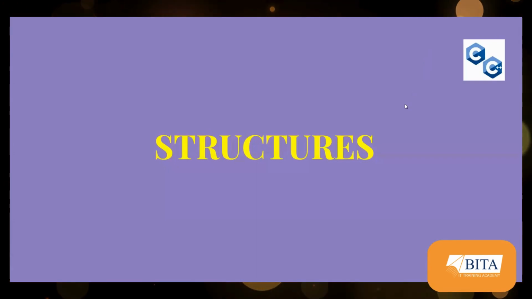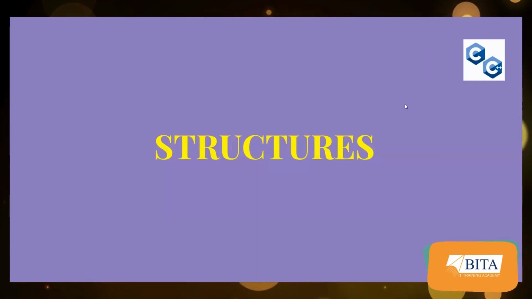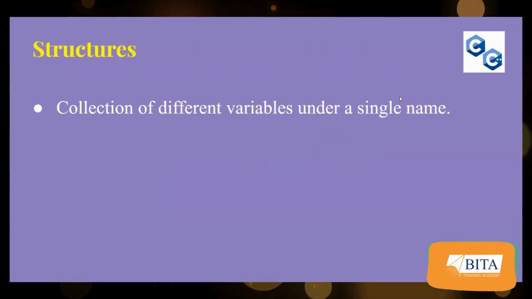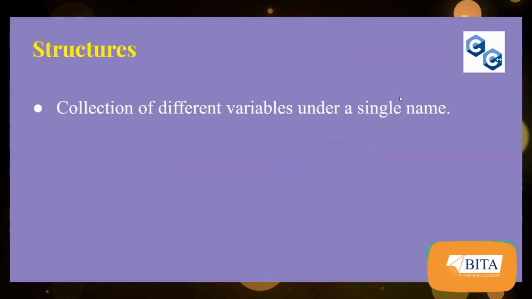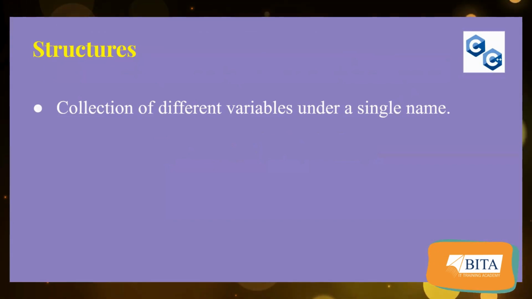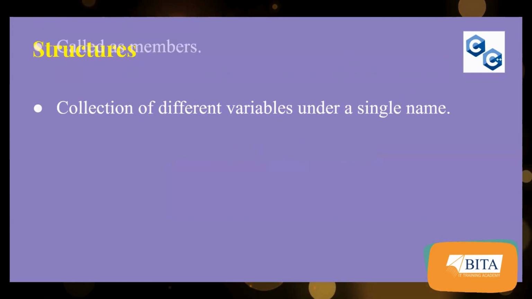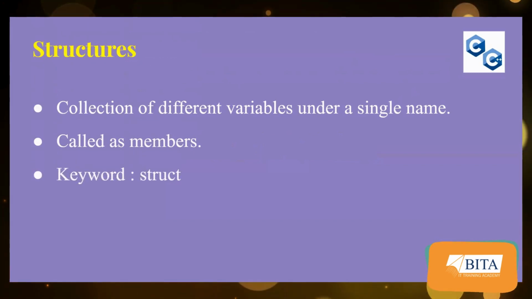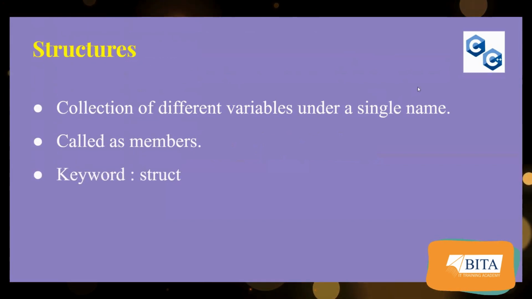Welcome back. Today we'll learn about structures in the C program. A structure in C is a user-defined data type that is used to group items of different data types into a single type, and these items are called members. The struct is the keyword which is used to declare a structure.